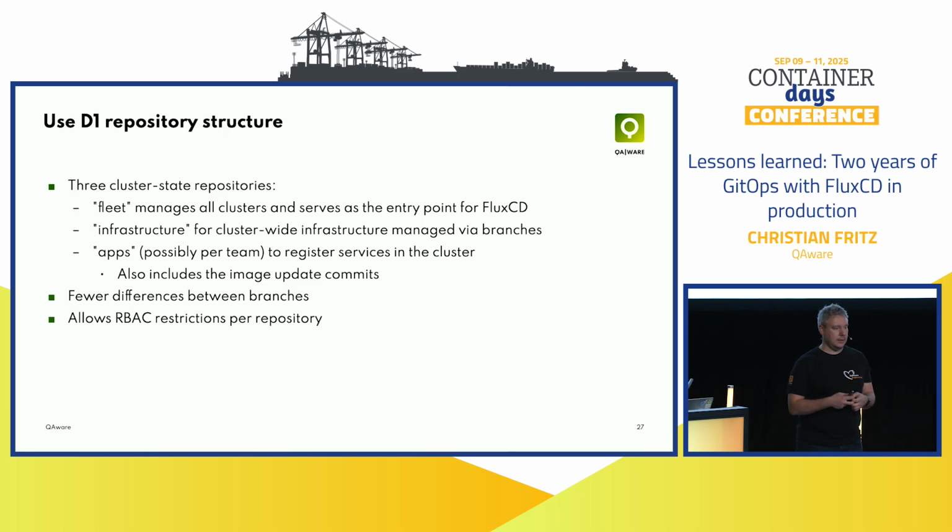Then there is an infrastructure repository where it stores every cluster-wide infrastructure, for example, the AWS load balancer controller or the Helm chart to install the Envoy gateway. And there's a third application repository, which maybe can be multiplied for each team, which stores the Kubernetes manifests for each service in the cluster for which the team is responsible.